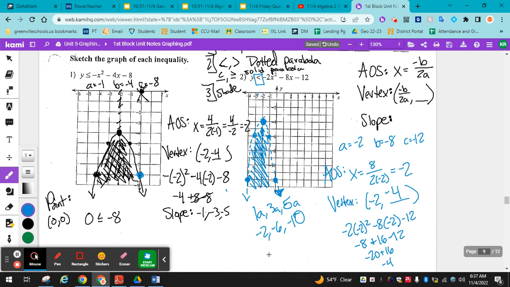Again, you're testing a point, an x and a y. So if I test (0, 0), is 0 less than negative 12? No. So we're not shading where that point is.